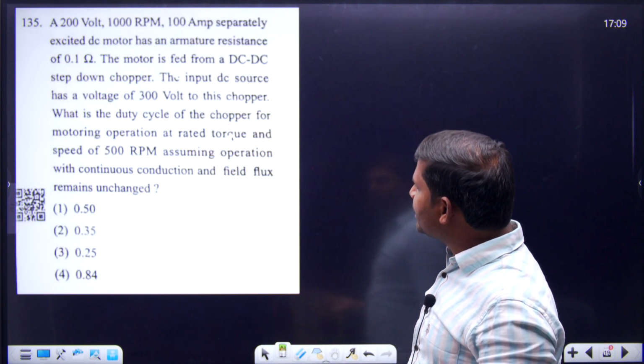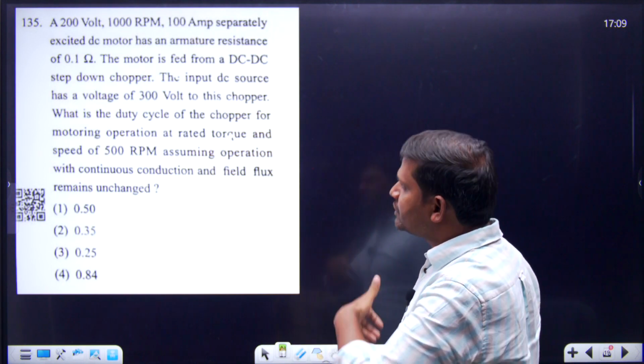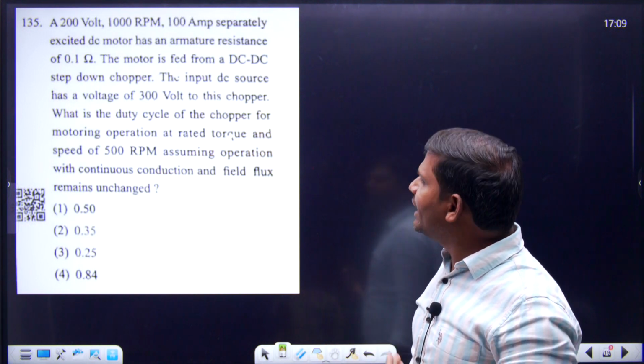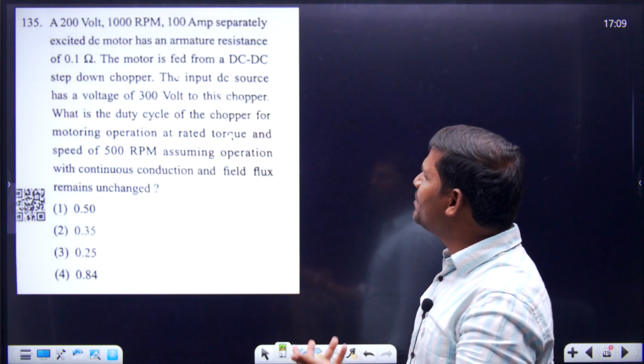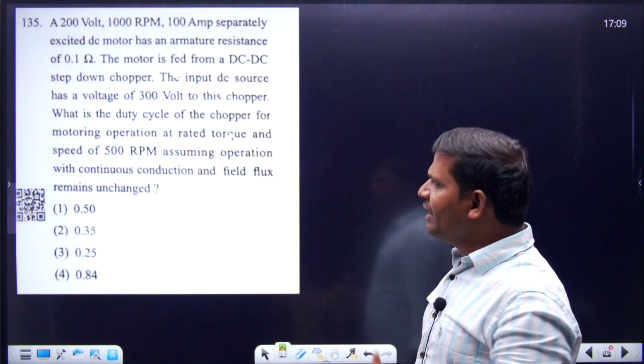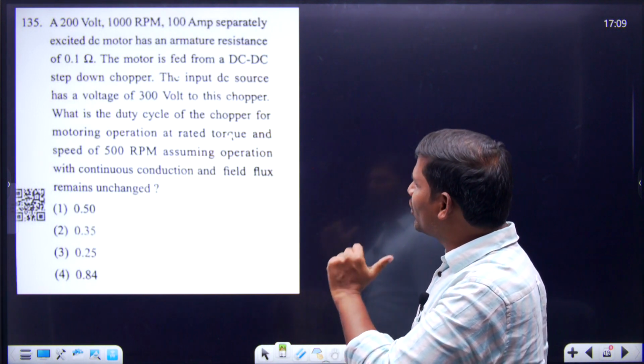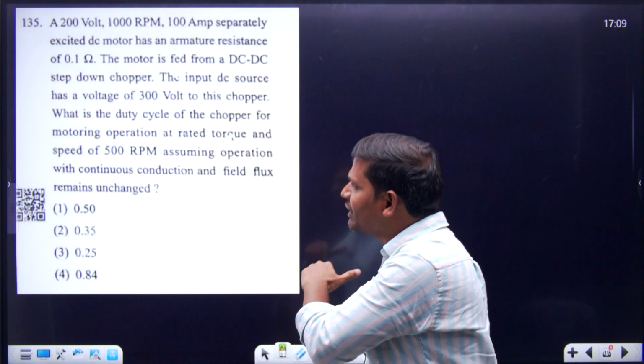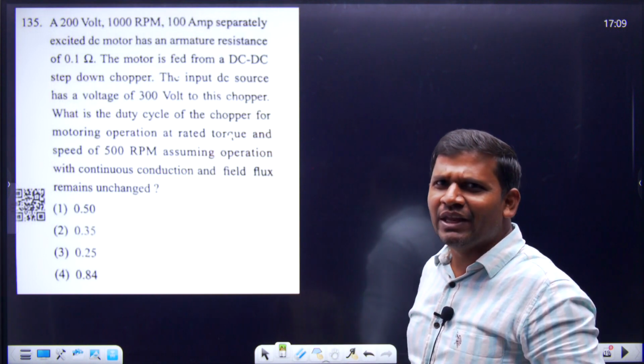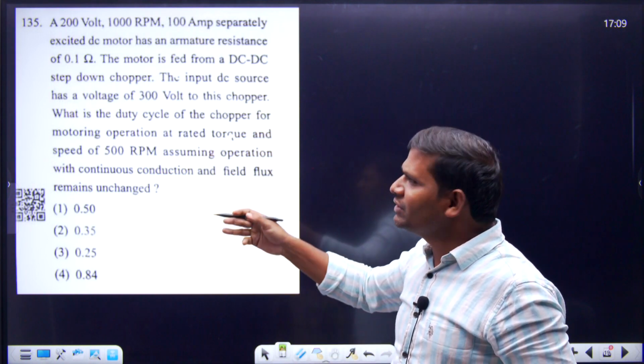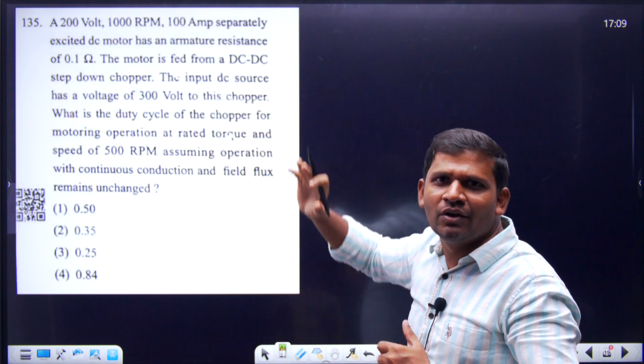This is the question based on the drives, DC drives, that is the chopper drives. It's also very simple, a small calculation only. Except this question and one more question, the remaining questions are very easy, with no calculations. Only this question and that GATE question involve somewhat more calculation.